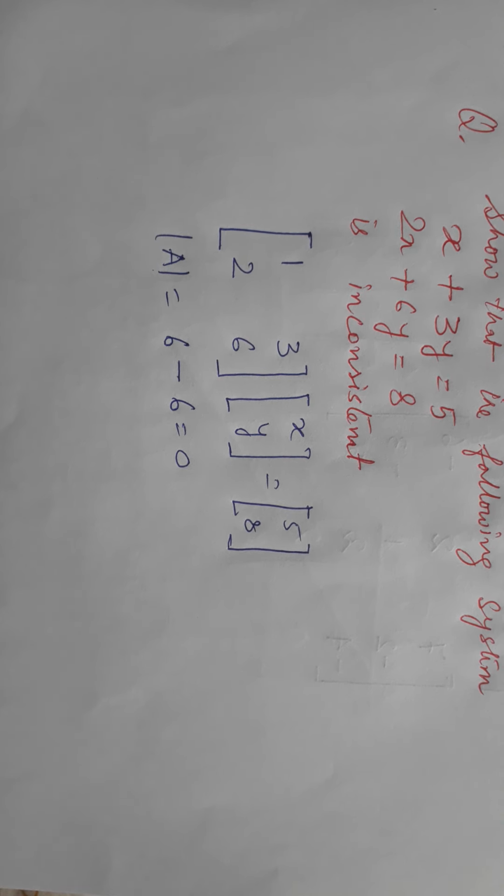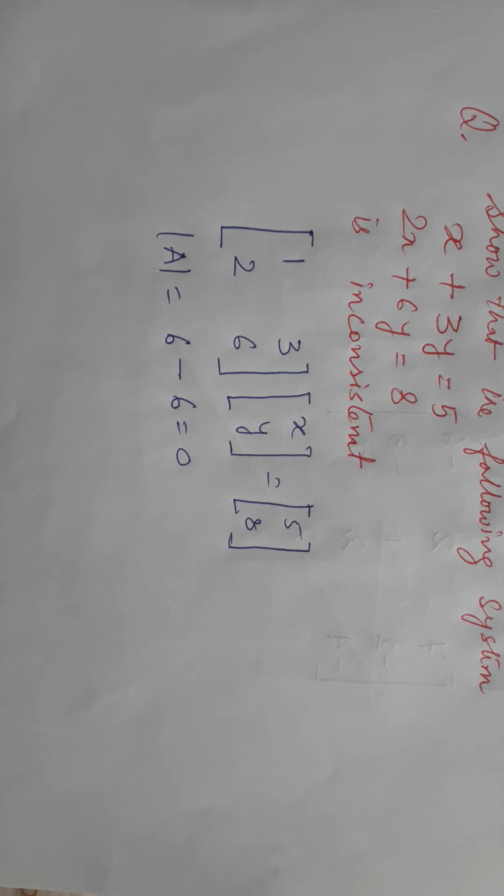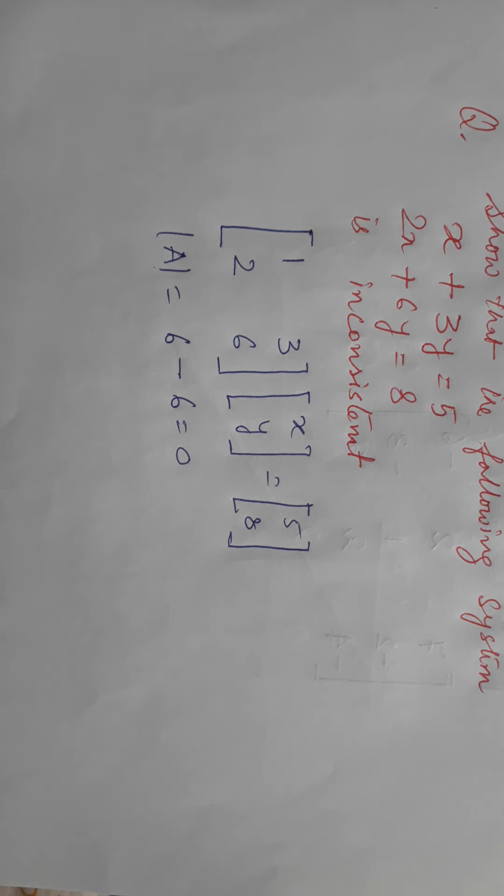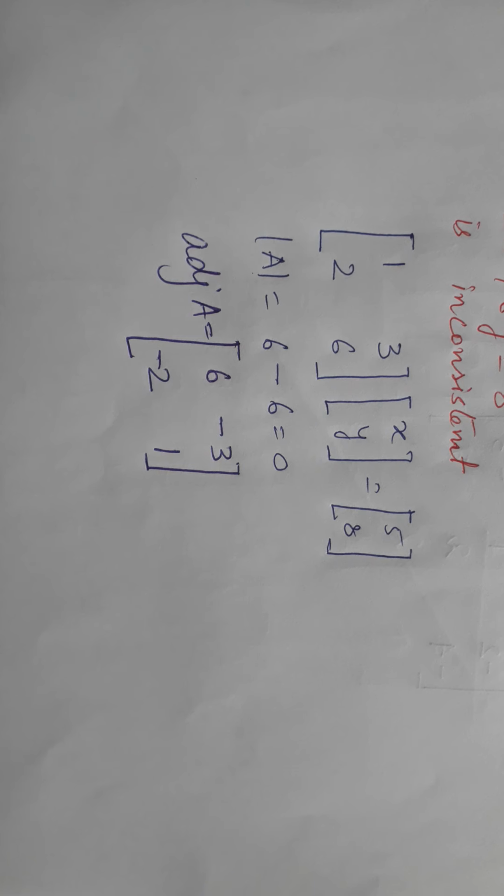Since the determinant is coming 0, there are two cases. Either it has infinitely many solutions or it has no solution. Now to check that, we need to multiply the adjoint of this coefficient matrix with the constant matrix. Let us find out the adjoint of the coefficient matrix. So the adjoint of the above matrix will be this.